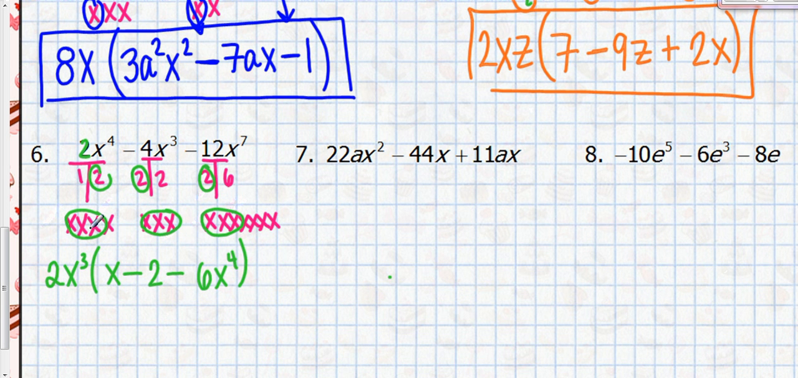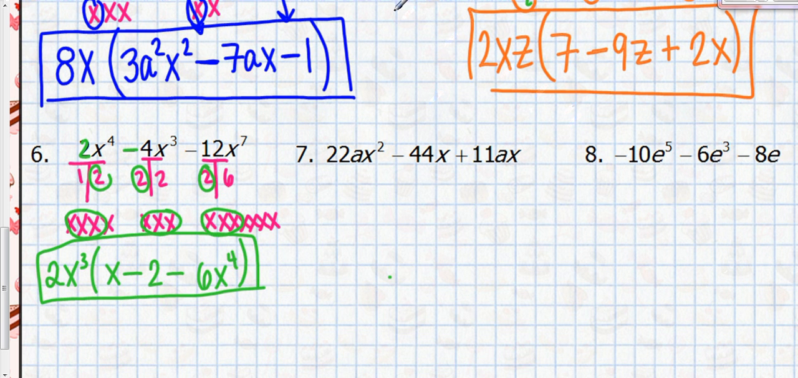So I could take out 3 out of all of them. And then when I took out my 2x cubed, I was left with 1x, so I just left 1. There's a minus here, so I put a minus 2, a minus here, put a minus 6x to the 4. Okay, same thing works on number 7.